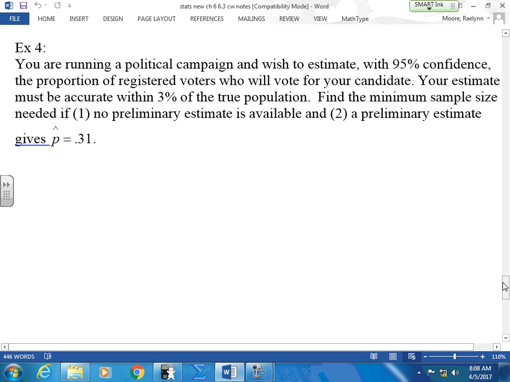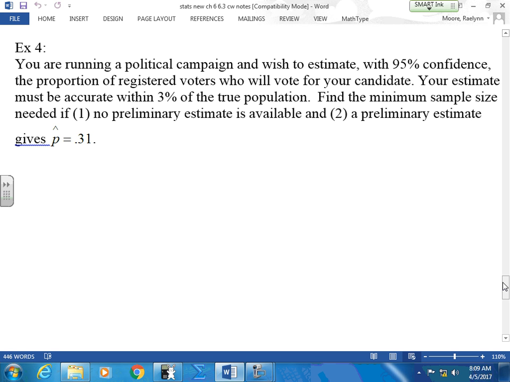Oh, so they like my political one. That's the one that probably makes the most sense. You are running a political campaign and you wish to estimate within 95% confidence the proportion of registered voters who will vote for your candidate. You need to know this, and it's important. You're running this election campaign.